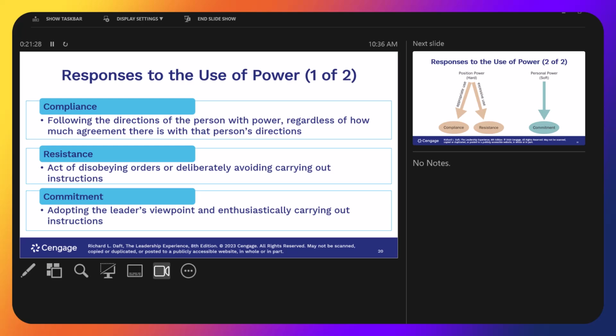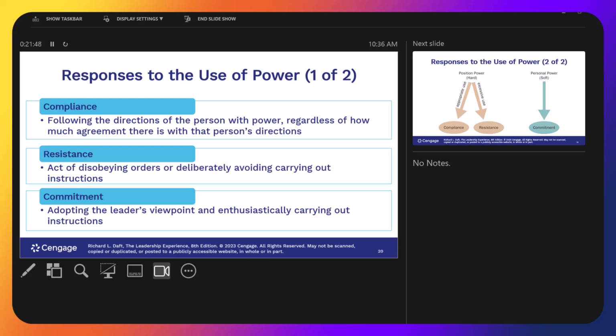Responses to use of power. Compliance: following the directions of a person with power, regardless of how much agreement there is with the person's directions. So basically, you tell me what you want me to do, what I need to do, and I'm going to go ahead and do it. That's me complying. Resistance is basically me not doing it. I'm going to try my best to avoid it, and I won't do what you say.